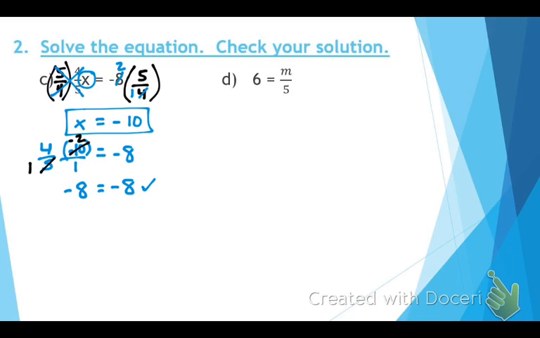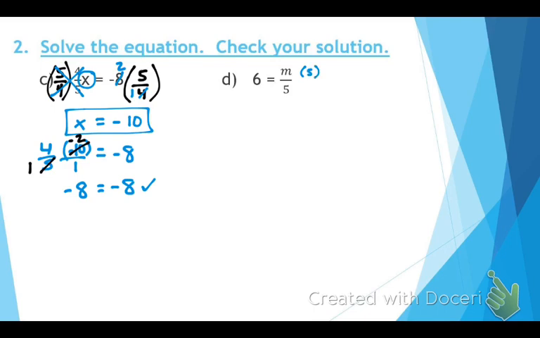Madison, help us with problem D. Identify your variable. Madison? M. What is not allowing M to be alone? What about the 5? Divide by 5. What's the opposite of divide by 5? Multiply by 5. Good job.